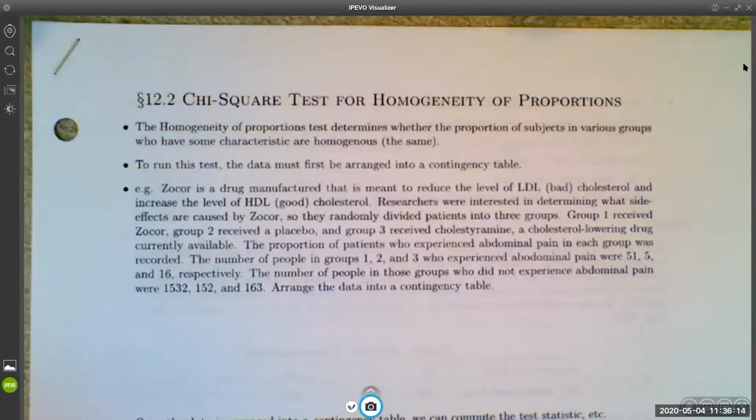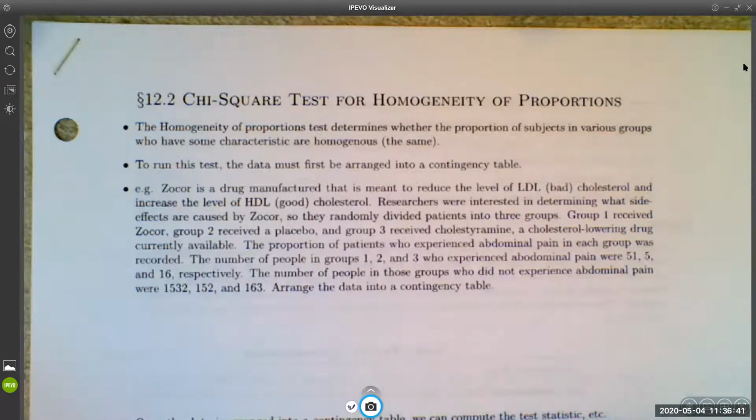So in this section we're going to talk about the homogeneity of proportions test, which turns out to be equivalent to something called the chi-square test for independence. I'll do my best to explain those two tests and why they're really the same thing. The homogeneity of proportions test determines whether the proportion of subjects in various groups who have some characteristic are homogeneous, in other words, the same.